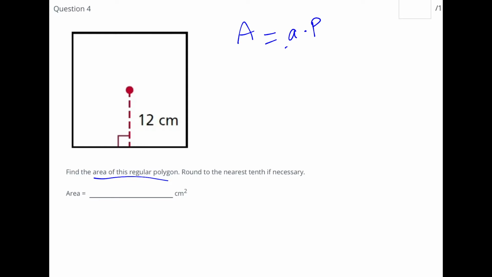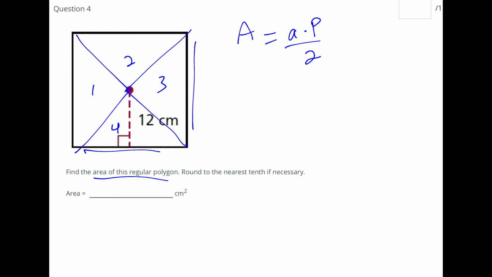The formula for area of a regular polygon is area is equal to the apothem times the perimeter divided by 2. What we are really doing there is we're taking the area of each of these 1, 2, 3, 4 triangles, because it's base times height divided by 2, and the perimeter covers all the bases added together, and the apothem is like the height.